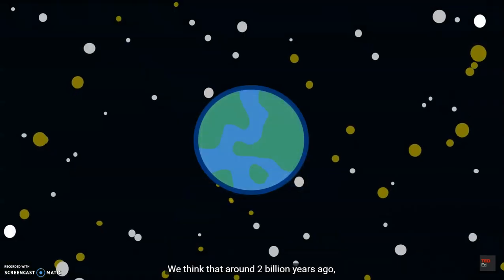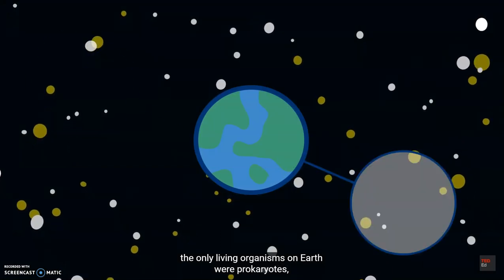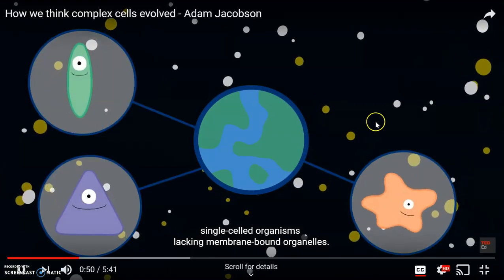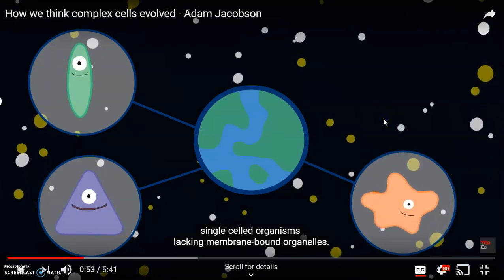We think that around 2 billion years ago, the only living organisms on Earth were prokaryotes. Single-celled organisms lacking membrane-bound organelles. All right, so at the beginning of time, we believe that only prokaryotes existed. Again, they are single-celled. They do not have membrane-bound organelles. That includes a nucleus. They do not have a nucleus, so their DNA is just kind of free-floating in the singular cell that makes up everything that they are. So they only have one cell in their whole being.